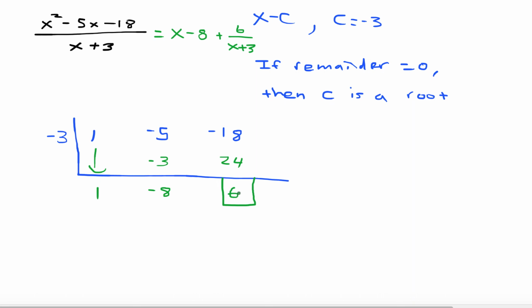Now once again, if the remainder was 0, then what can we conclude? If the remainder was 0, then we can conclude that whatever we divided, this is the answer, and that negative 3 would be a zero. But in this case, there was no remainder. I'm sorry, there was a remainder. The remainder here was 6.